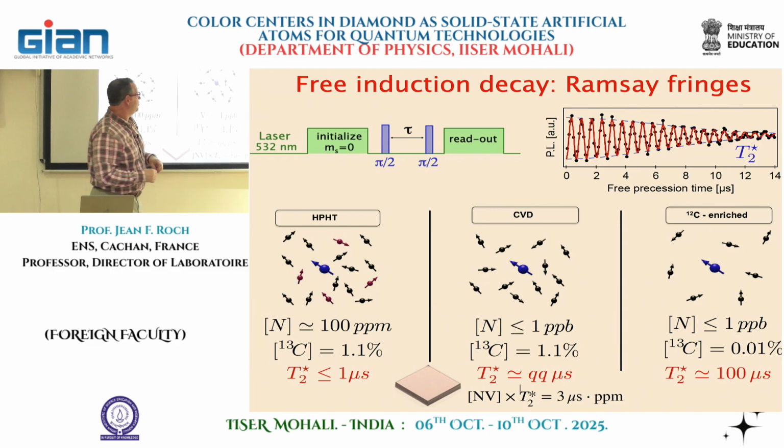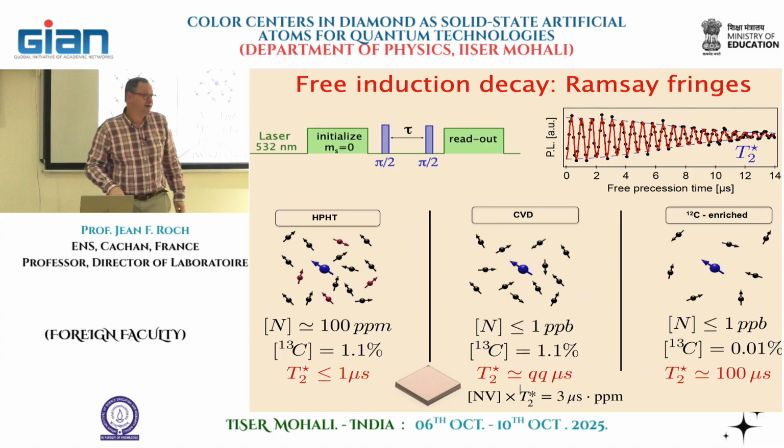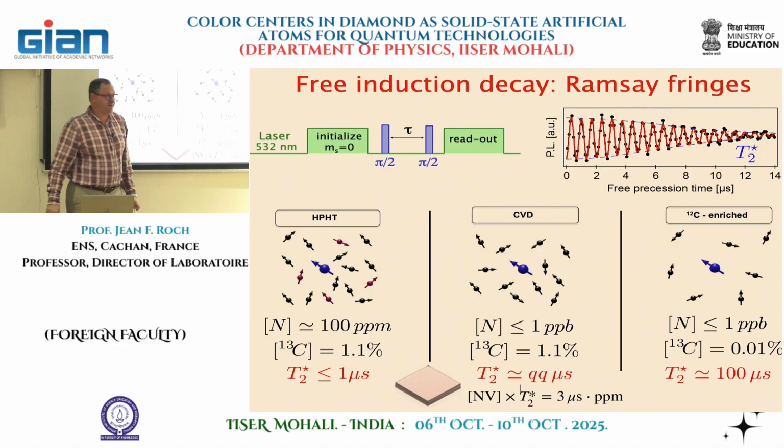Now we will see tomorrow how we can use this scheme of Ramsey fringes to measure a magnetic field that is applied within that time. And we'll see that this is not possible. This will simply be a phase shift of the Ramsey fringe.